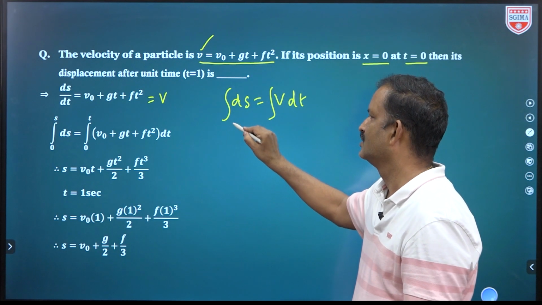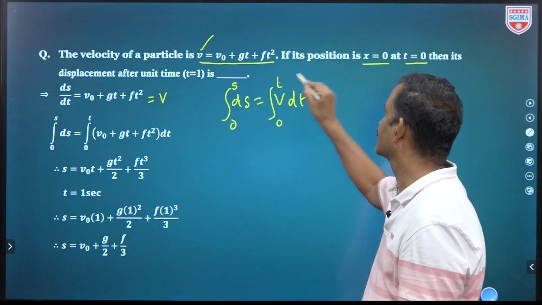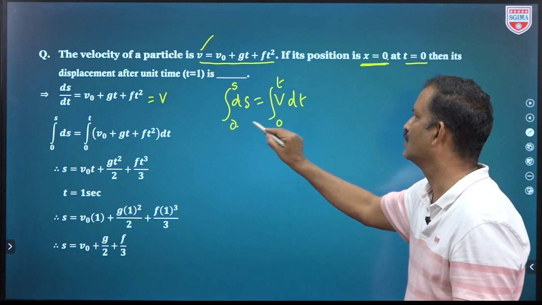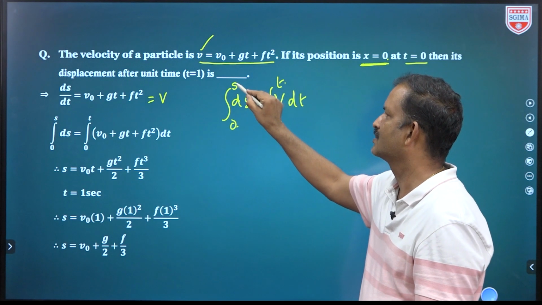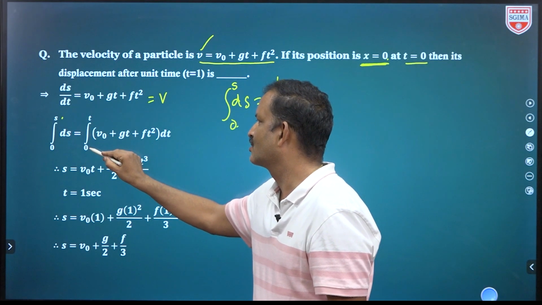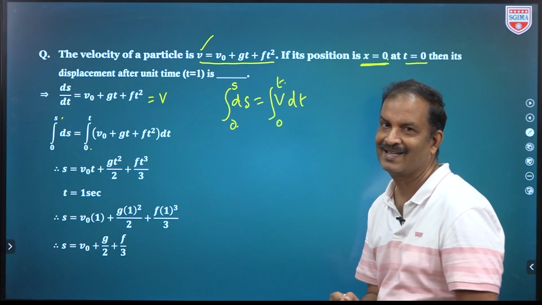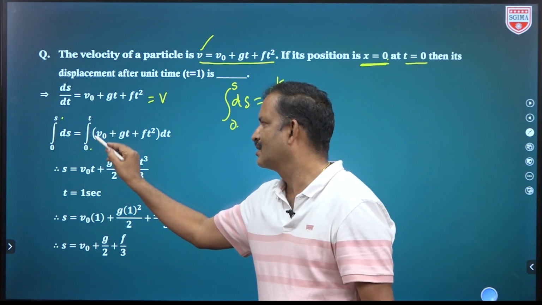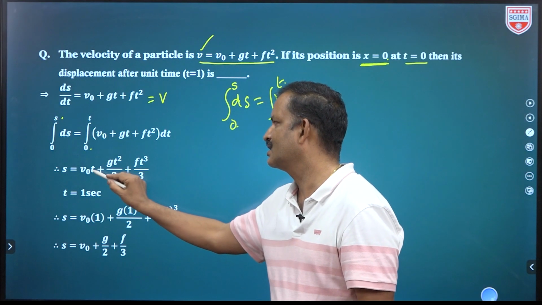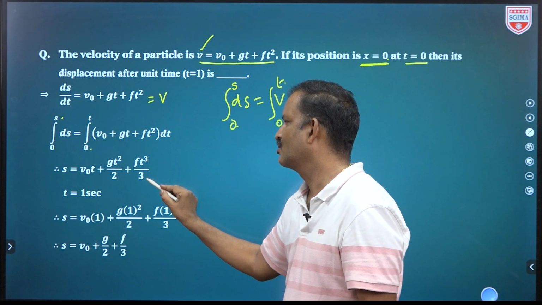Integration limits 0 to s and 0 to t, because these conditions are given, x is equal to 0 at t equal to 0. Then at t, the displacement is s. So, ds from 0 to s is equal to the integral from 0 to t of v naught plus gt plus ft square dt. First integration, v naught dt is v naught t. gt dt integration is gt square by 2. ft square dt integration is ft cube by 3.